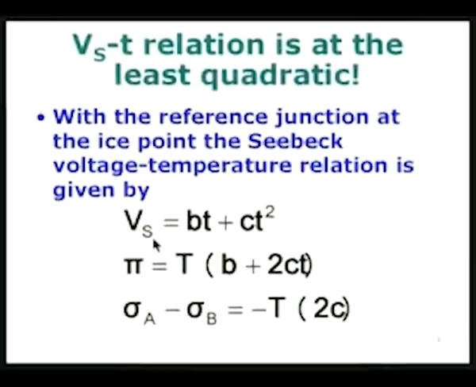In fact, in practice we usually go for a 4th degree polynomial or even higher degree polynomial depending on the requirement. So, using Vs equal to Bt plus Ct squared, I am now dropping the suffix AB. If you want, you can put it back here. Pi is equal to T times alpha.